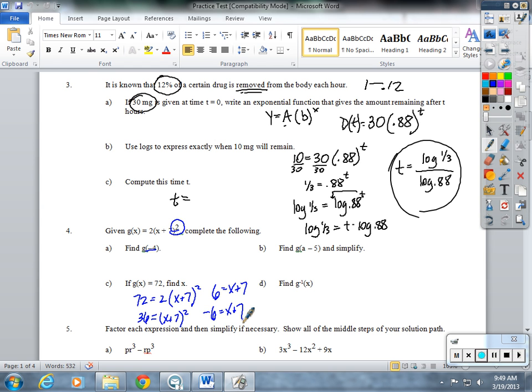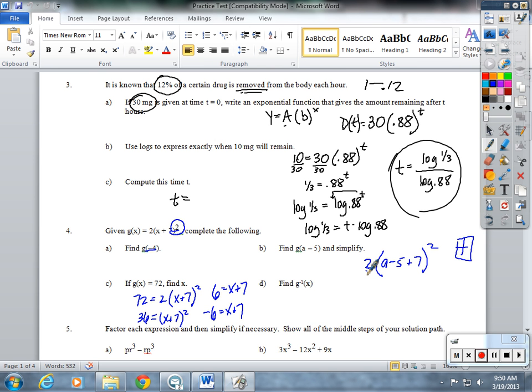Letter B here, find g of a minus 5. So 2 times (a minus 5 plus 7) squared, and simplify that. So a minus 5 plus 7 is a plus 2. Square that using your generic rectangle. Do not distribute the square. And then distribute the 2.